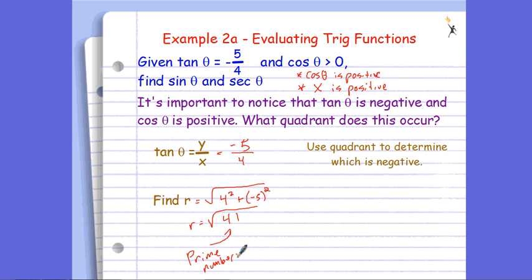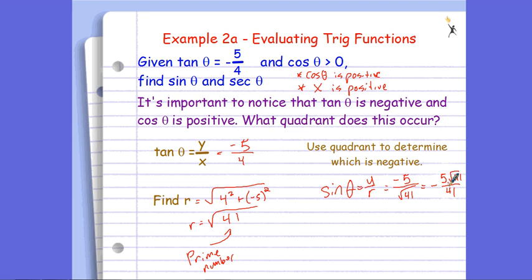So the question was this. What's sine and what's secant? So by definition, sine is y over r. So in our case, negative 5 over square root of 41. Is there a problem with that? So then what do I do? Negative 5 square root of 41 over 41. And then, of course, can I reduce that? Nope. So that's my final answer.